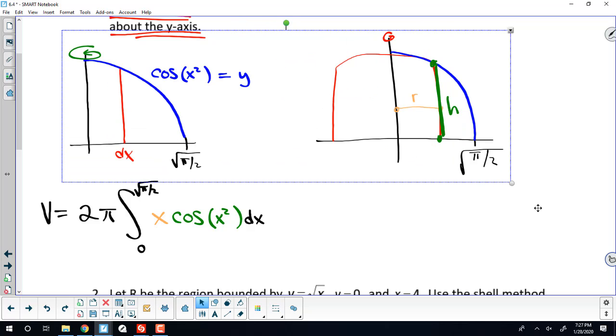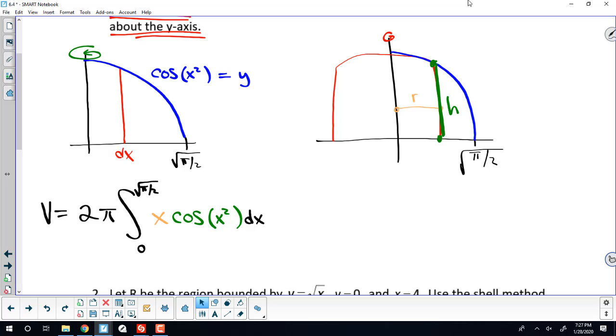I'm just gonna leave it. Okay. So there's our setup. Does anyone have any questions on that? Okay, so how do we integrate this? Yeah, use substitution. It's the only technique we have right now. It's not a known antiderivative, so the only other avenue we have is u-substitution.